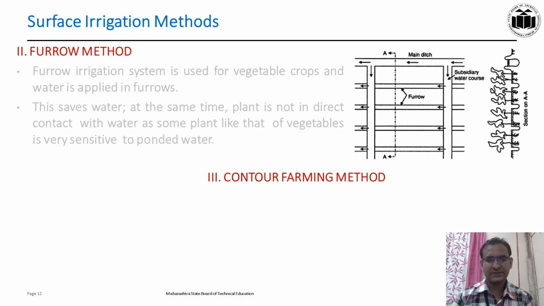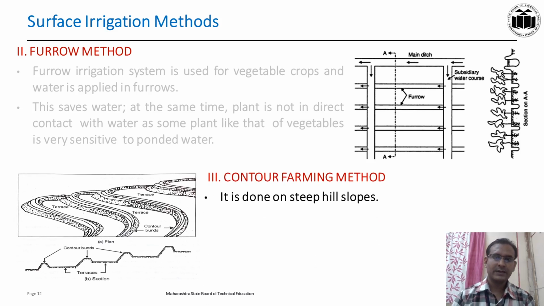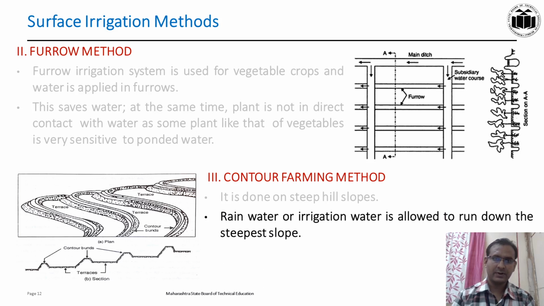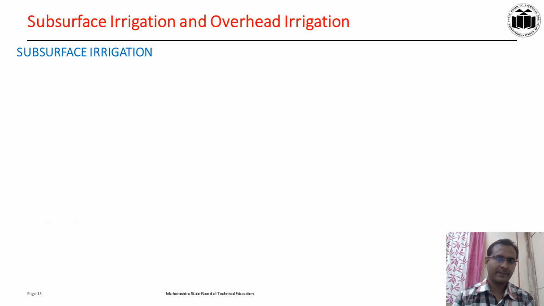Next method of surface irrigation is the contour farming method. This is done on steep slope hills. Rainwater or irrigation water is allowed to run down the steepest slopes. This method is suitable for terrace farming.